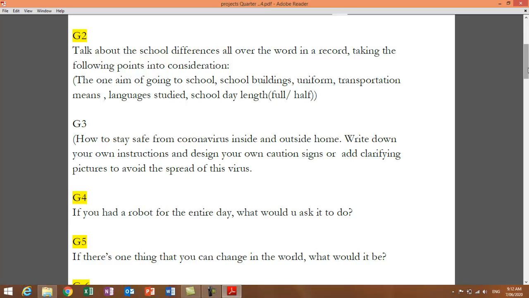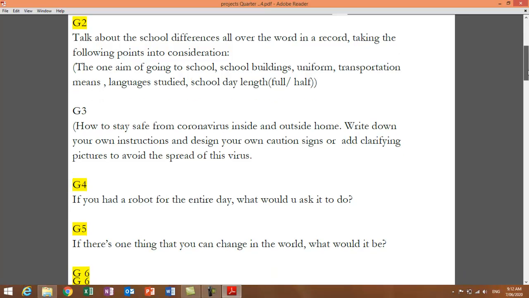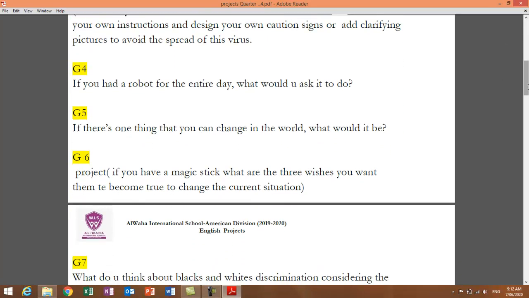Okay, here we are, grade 5, there is one thing that you can change in the world. Actually, all of you will be saying, I'll change the world in one main thing: this coronavirus, I'll make it never happen at all. But if you have something in your hand that can change the world, what would it be? Or how would you change the world?